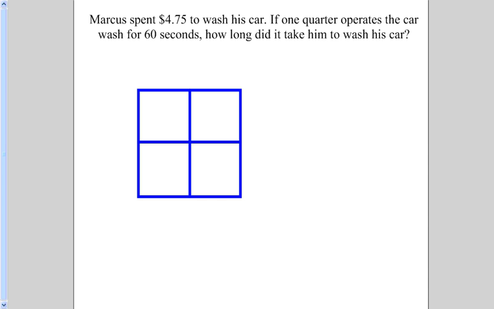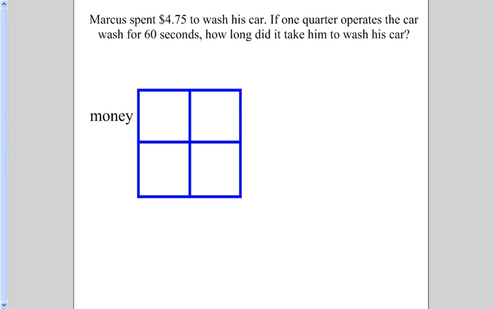What are we comparing here? Marcus spent $4.75 to wash his car. 1/4 operates the car wash for 60 seconds. So 1/4 and 60 seconds. Here what we're comparing is money and time. So on the left-hand side of our proportion table, we can write down these two different elements. We have money and 60 seconds.